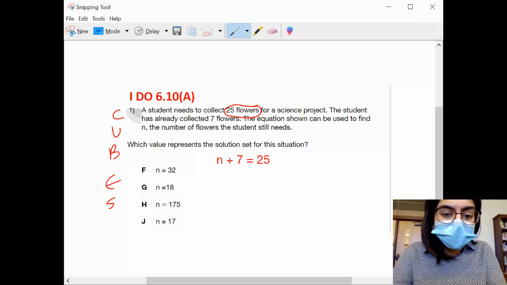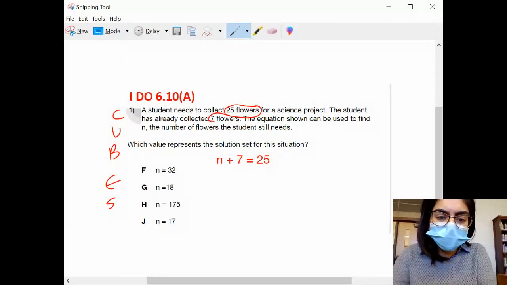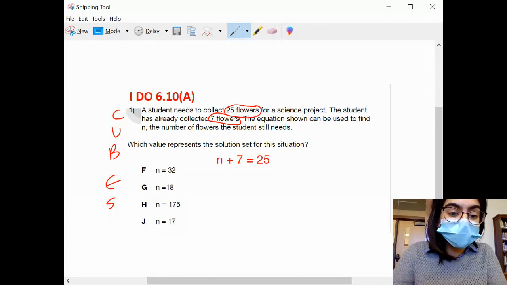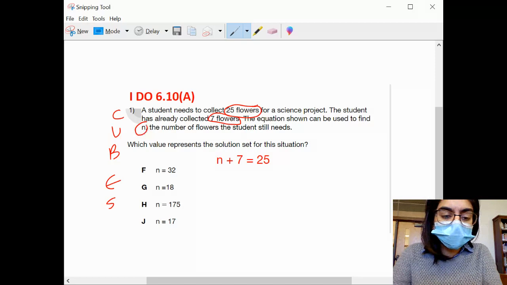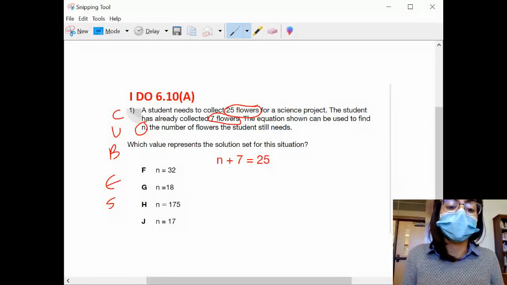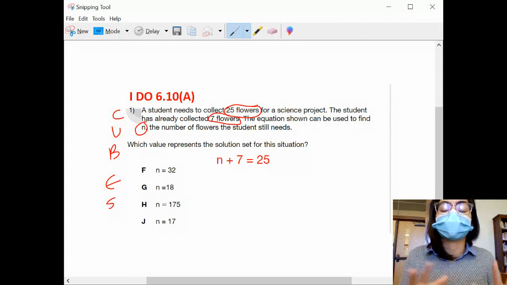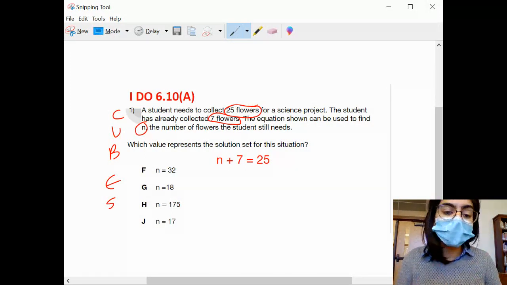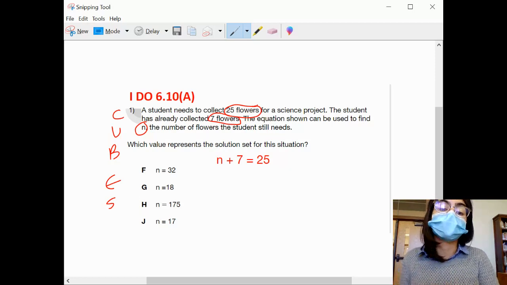Okay, the student has already collected 7 flowers. We've made some progress. The equation shown can be used to find n. Okay, I'm going to circle n because I know that a letter that stands alone is called a variable and it stands for a number. So I'm going to circle it just like any other number. The equation shown can be used to find n, the number of flowers the student still needs.